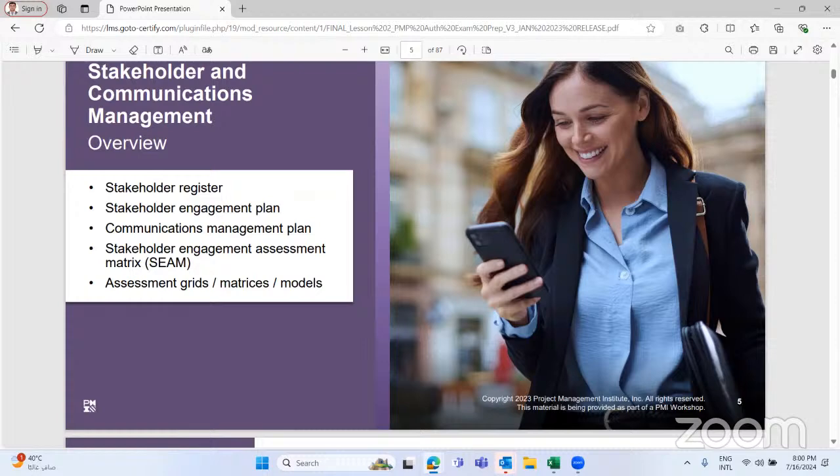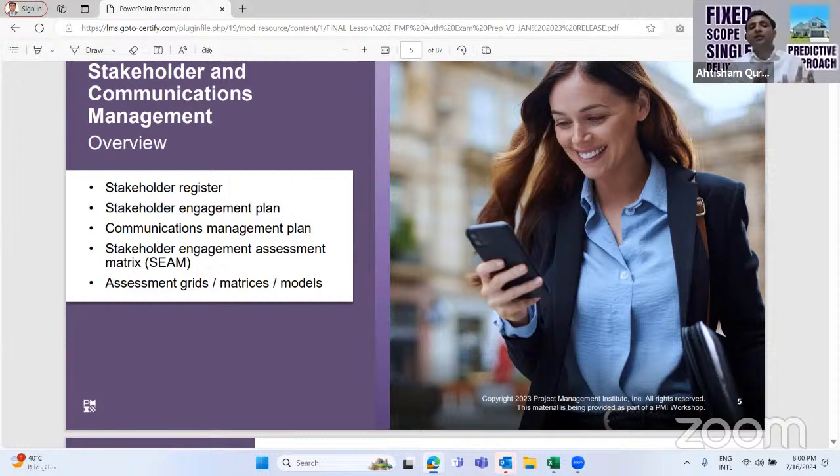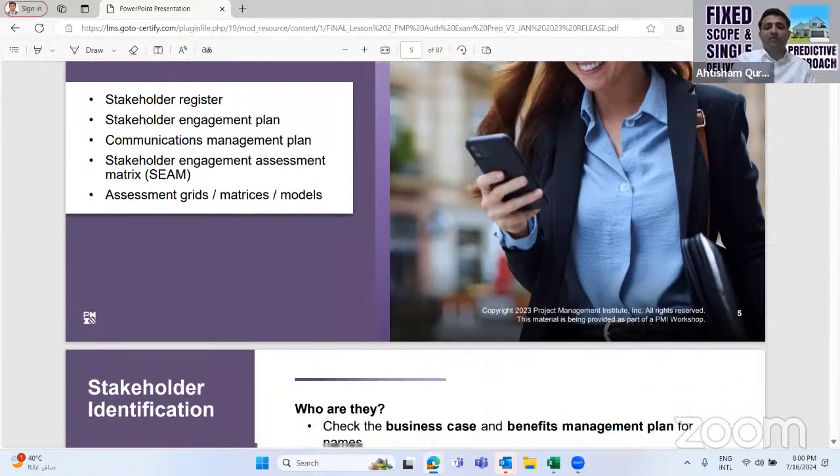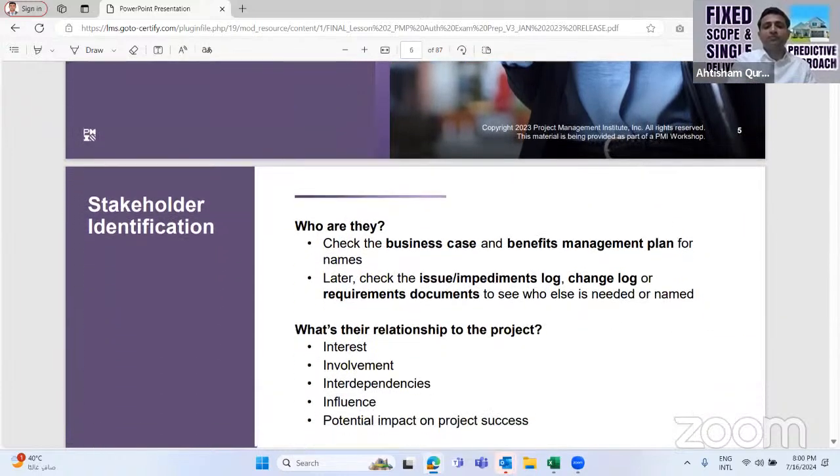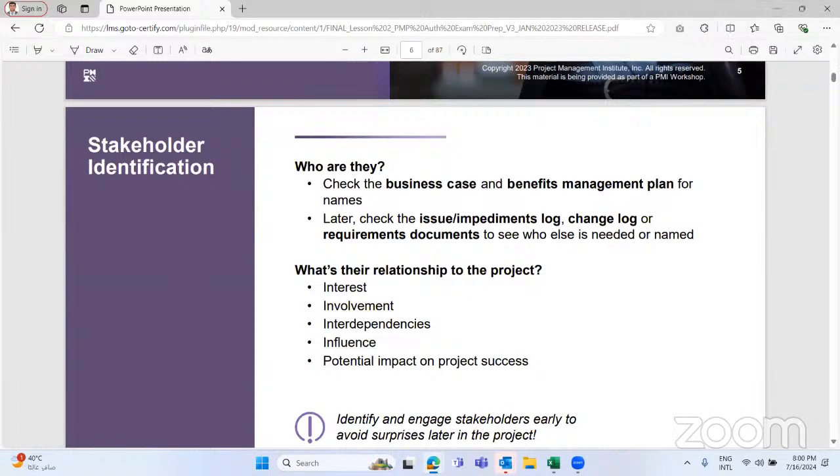And then we will have some assessment grades. We will try to understand how we can categorize a stakeholder as someone we need to give more importance, keep engaged, keep informed, keep in touch, and someone we just need to stay in touch with.